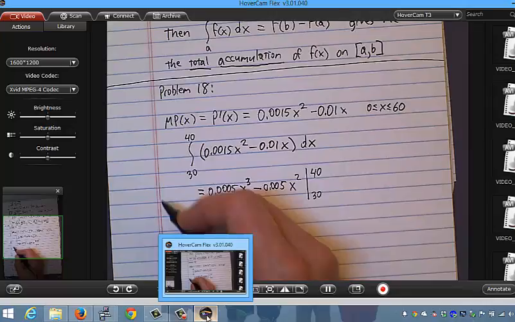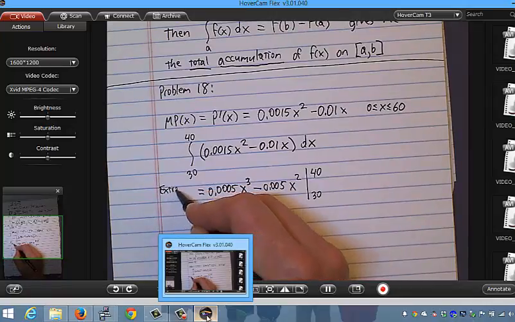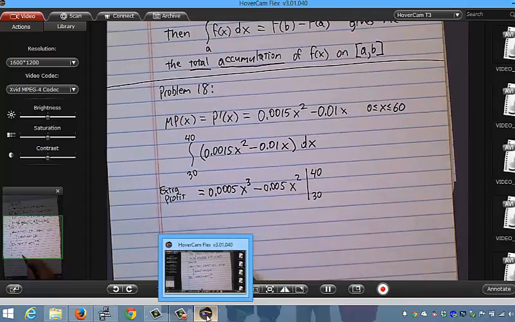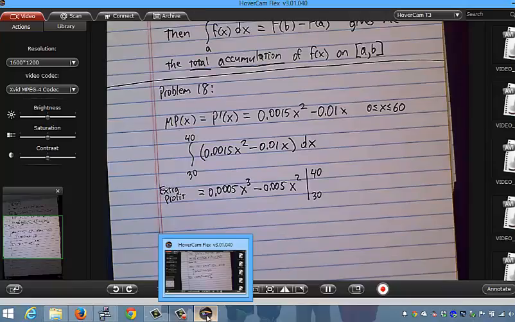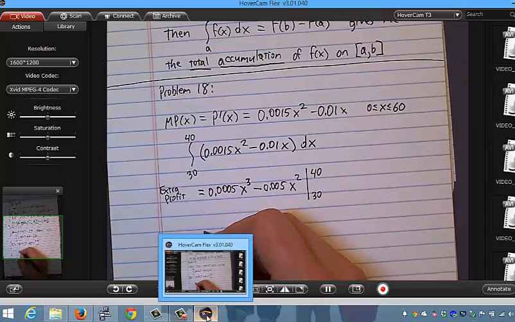And what you can say this is, right, this is kind of the extra profit that I'm going to make by increasing my production level from 30 to 40. You're definitely going to make more profit. The marginals are positive. Question? Okay.